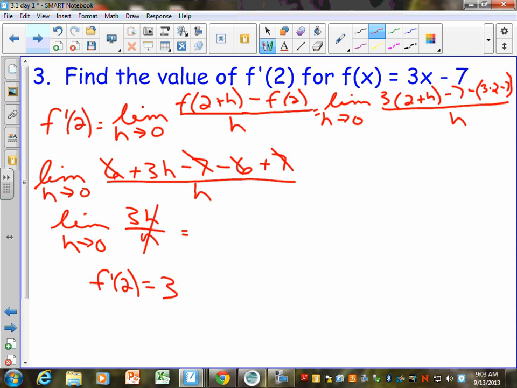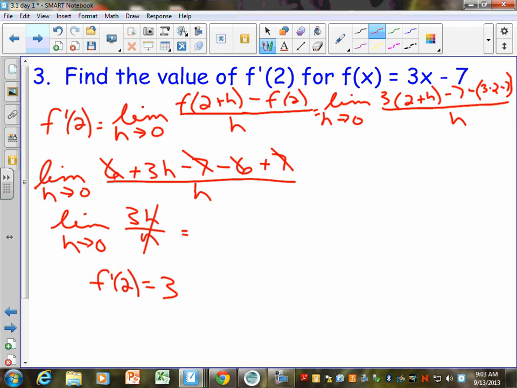With me on that? If you don't get your numbers to cancel out, so if you can't cancel h out, your math is wrong, and you need to go back and fix it, because it's going to work. All right, that works every time.